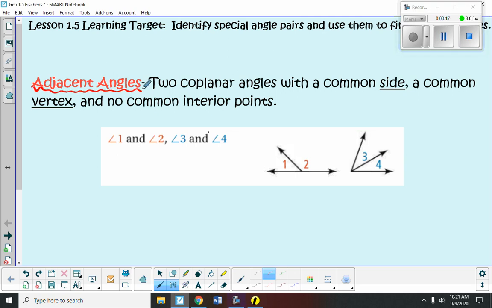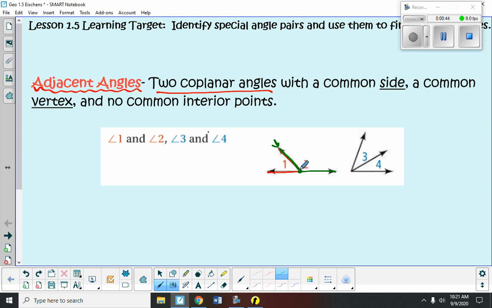The first angle pair that we're going to talk about is called adjacent angles. That refers to two coplanar angles, so two angles that are in the same plane with a common side. So here you have angle 1 and here you have angle 2. They share a common side right here. This is the common side. And they have a common vertex. So here's the vertex of angle 1, and here's the vertex of angle 2.